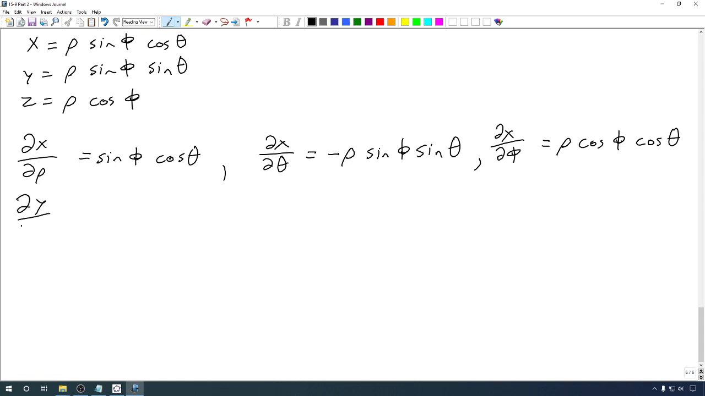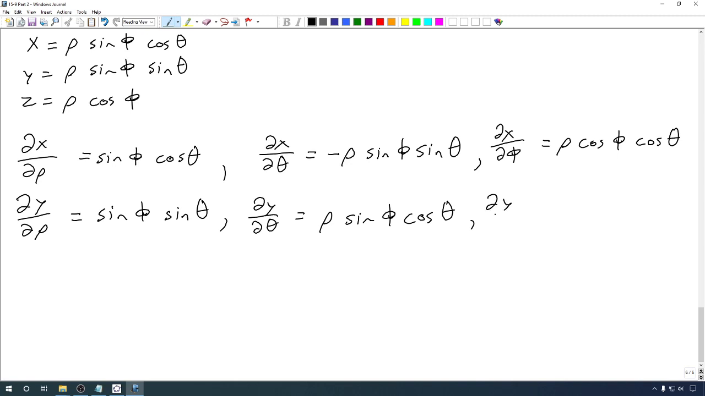We do the same thing for y. And hopefully by this point, I don't really need to explain every little step. The rho goes away. For theta, now the sine of theta turns into a cosine of theta. Everything else stays the same. And then for phi, this time the sine of phi changes to cosine of phi.